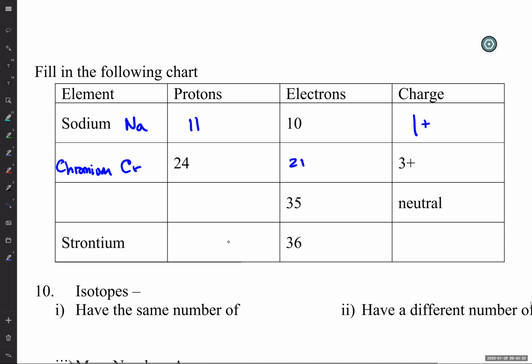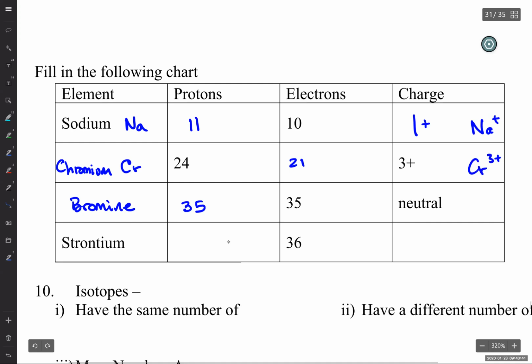What about the next one? 35 electrons is neutral. I made it easy. So you look for 35 protons. It's bromine. And then I'll let you figure out that last one. But I did want to write this too. The element symbol, when you write it, would be Na+ or Cr3+. Bromine would just be Br.